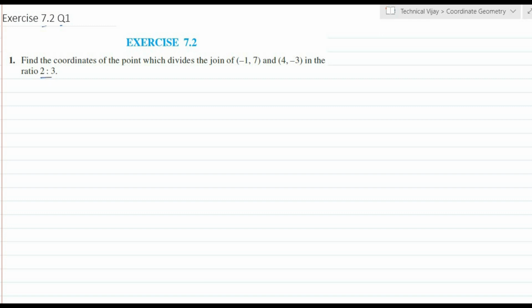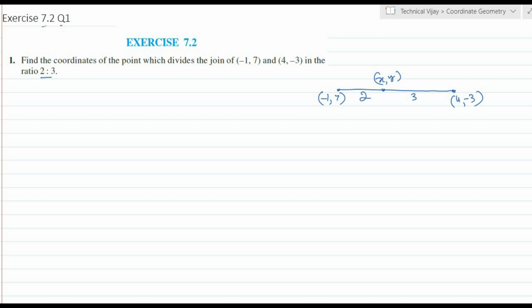So here there is a line. Coordinates of those points are (-1, 7) and (4, -3). We have to find out the coordinates of the point which divides it. There is one point, so that point's coordinates we have to find out. Let us assume it as (x, y), and this point will divide this line in the ratio of 2:3.